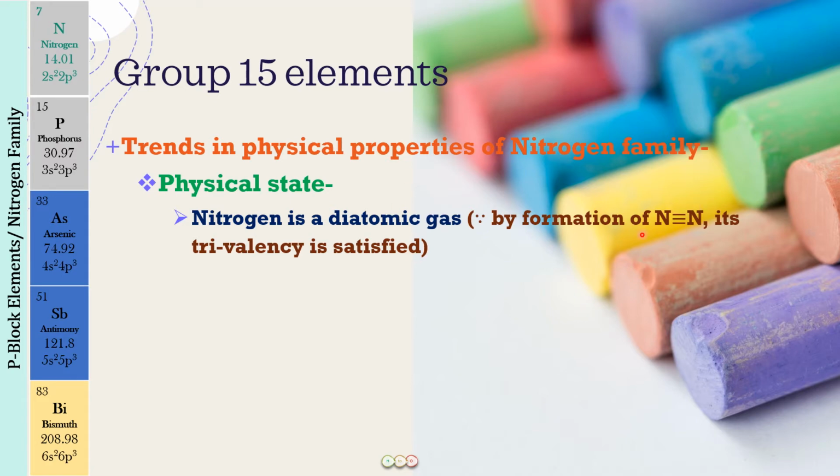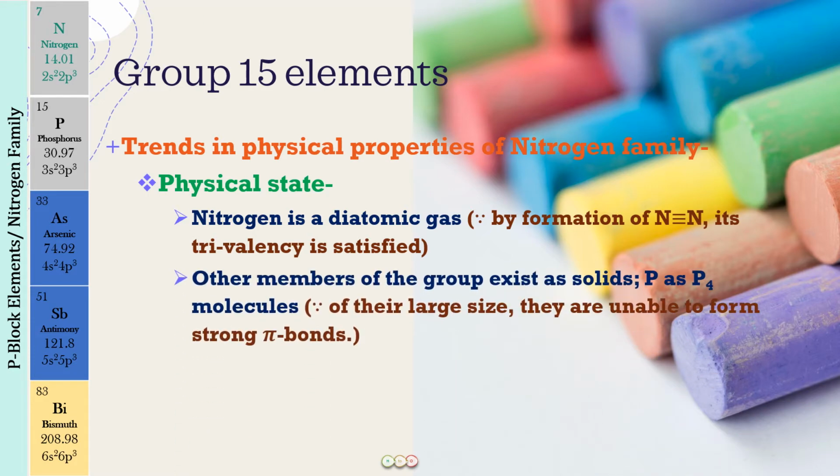Okay, now what does this triple bond mean? I hope you all know that the first one is going to be a sigma bond, then the other two are going to be pi bonds. So nitrogen, because of its small size, can form an effective overlap of the pi orbitals, and the formation of the pi bonds is going to be good, and that is why we see the formation of a nitrogen-nitrogen triple bond. But when we look at the other members of the group, they all exist as solids.